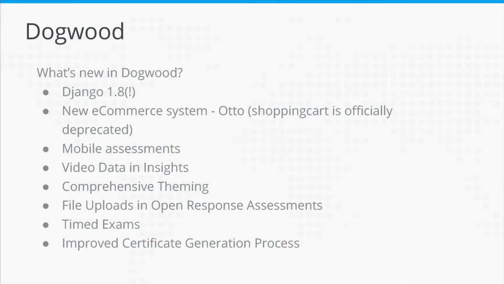You can see here what's new. Django 1.8: if you're really into the technical details of Python, we were on Django 1.4, which was getting end of life. This was a huge upgrade for us. Probably not that interesting in terms of features, but a big technical hurdle that we got over and is really exciting from a platform perspective. New e-commerce system, mobile assessments.